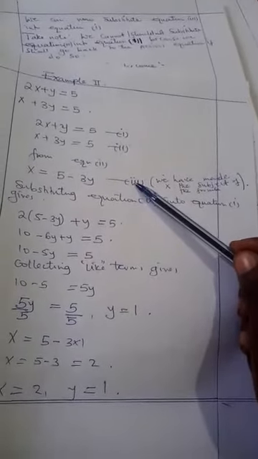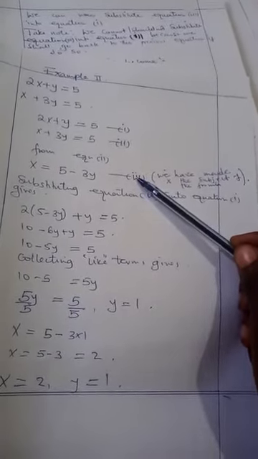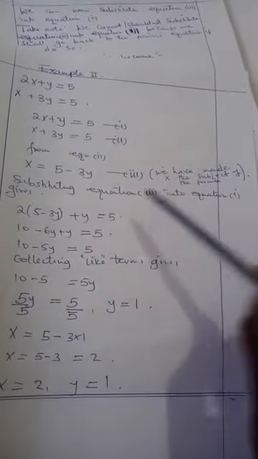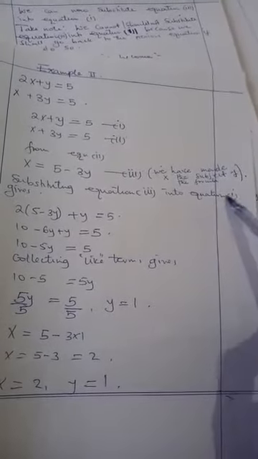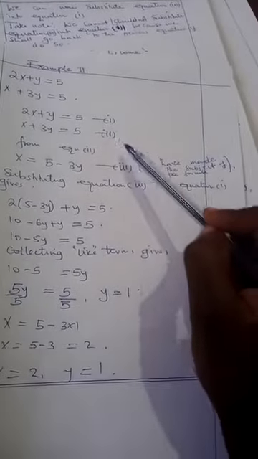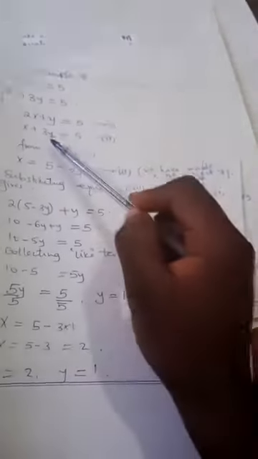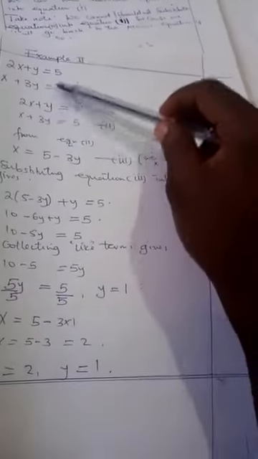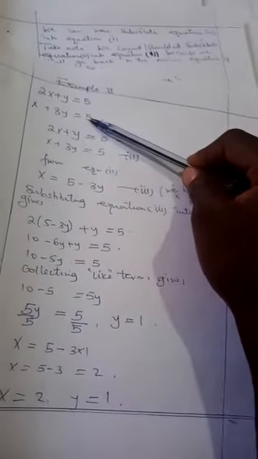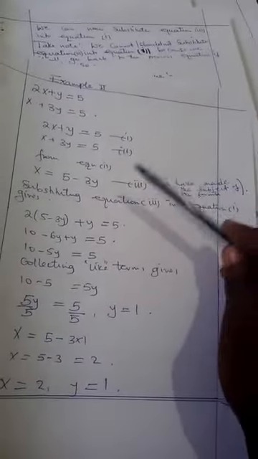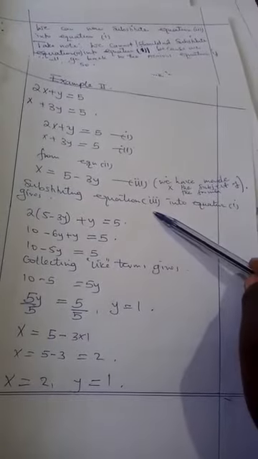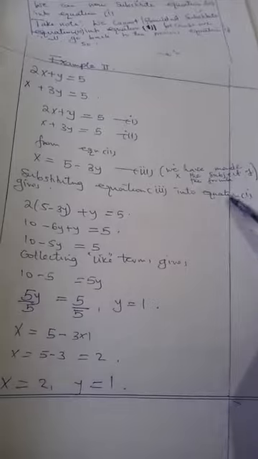Now, according to the procedure that we have discussed in the first example, we are substituting equation 3 into equation 1. You can see here equation 1. Please take note, we cannot substitute equation 3 into equation 2 because we shall go back to this equation here. Where is it? The second one here. And we shall not have done anything. So we take note of that, members of Senior 2 North. We are substituting equation 3 into equation 1.